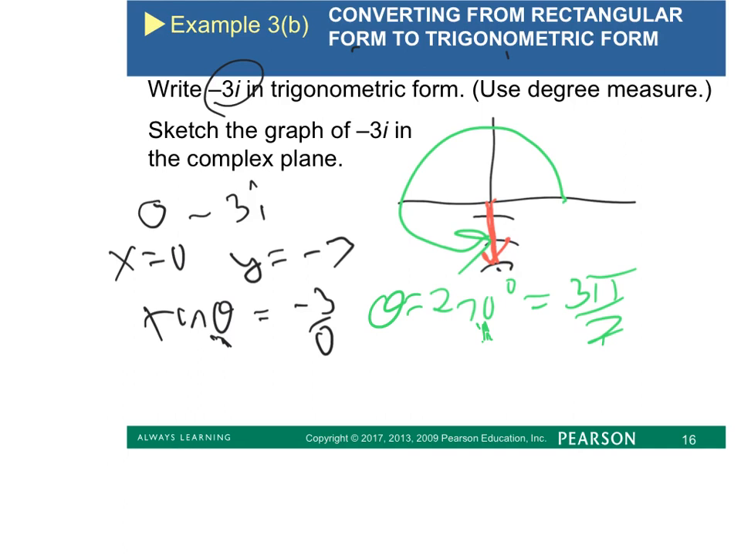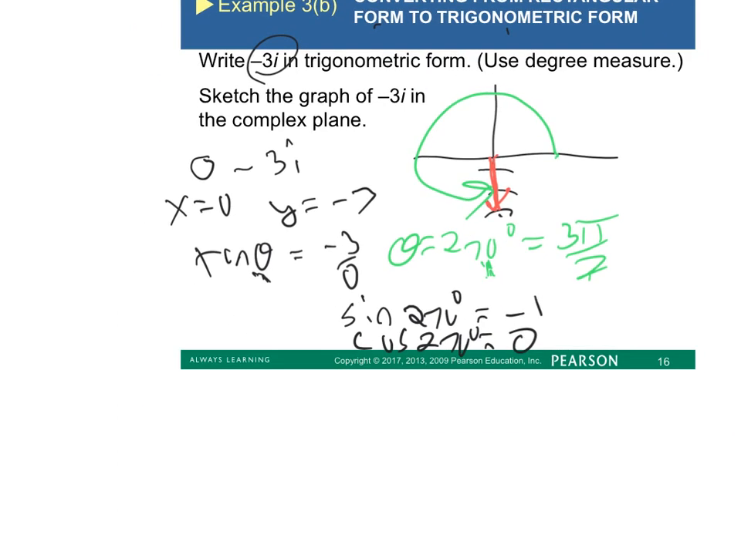What else am I missing? I need the sine. What is sine of 270 degrees? The unit circle says that is equal to negative 1. What's the cosine of 270 degrees? The x value is 0. So my r is that distance by itself. Think about it. It's really easy to take the modulus.